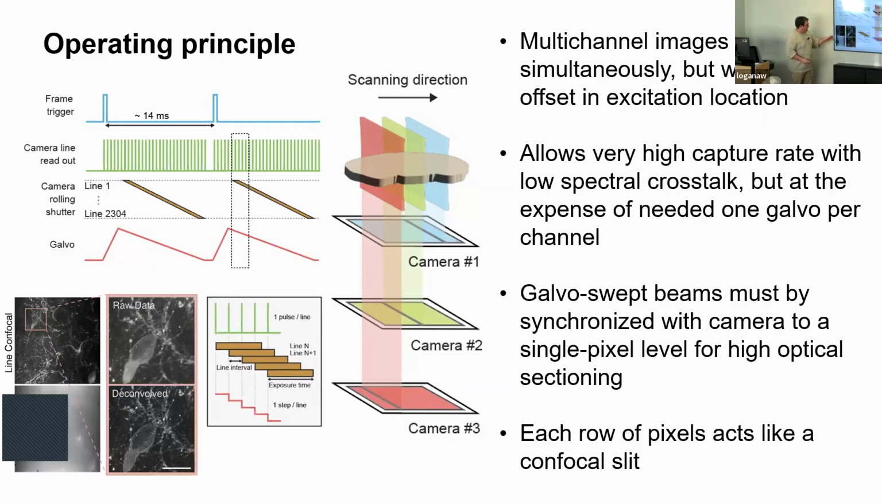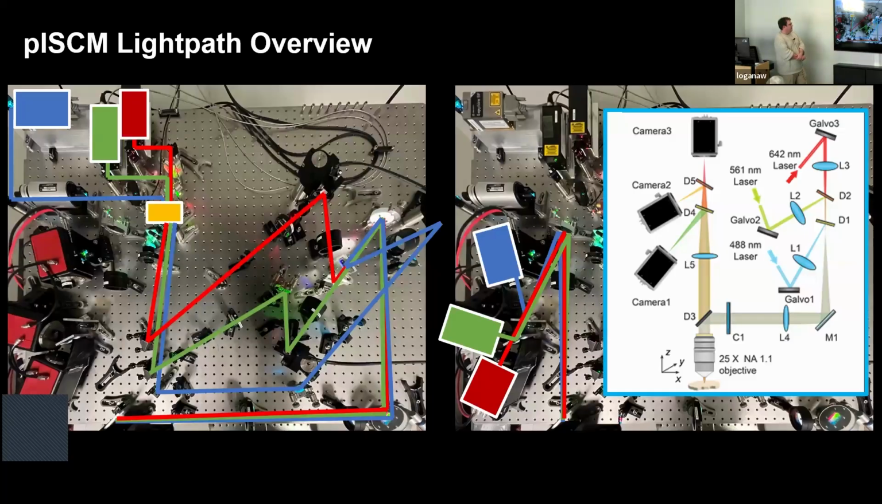And so, it allows us to collect images that look something like this. And while this is very chaotic, I can promise you that there's a bunch of neurons in this little panel here. And then you repeat this process like we were talking about earlier. You scan in Z and you can reconstruct 3D volumes very, very quickly. So, just because I think it's cool, this is what it looks like.